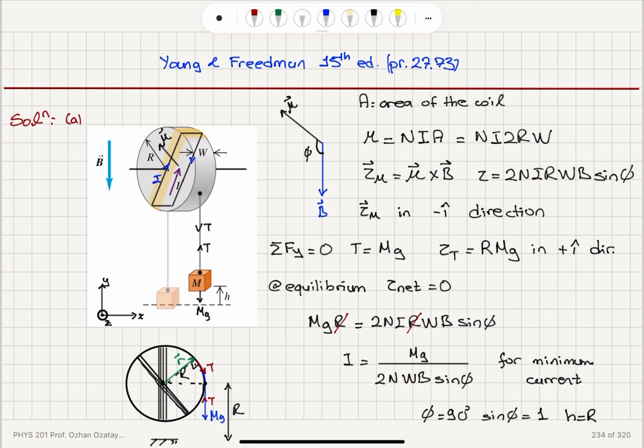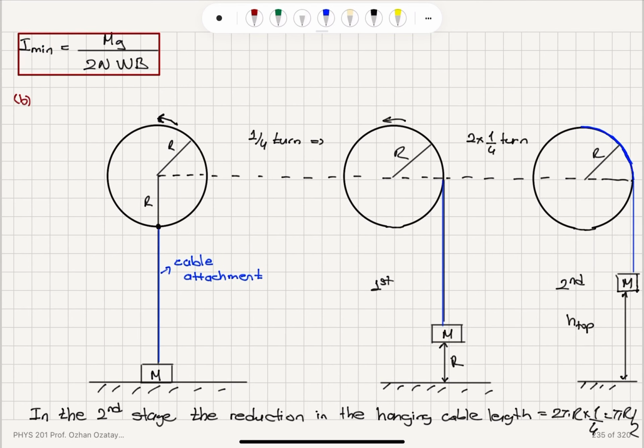When is the current minimum? When phi is equal to 90 degrees. So that means at this position, when the coil is in the vertical position, and you can see that the height will be equal to r, so that the mass will be hanging like this directly from this end point here. So that means the tension will be pointing down like that. With that, I find the minimum current to be mg over 2nwb.